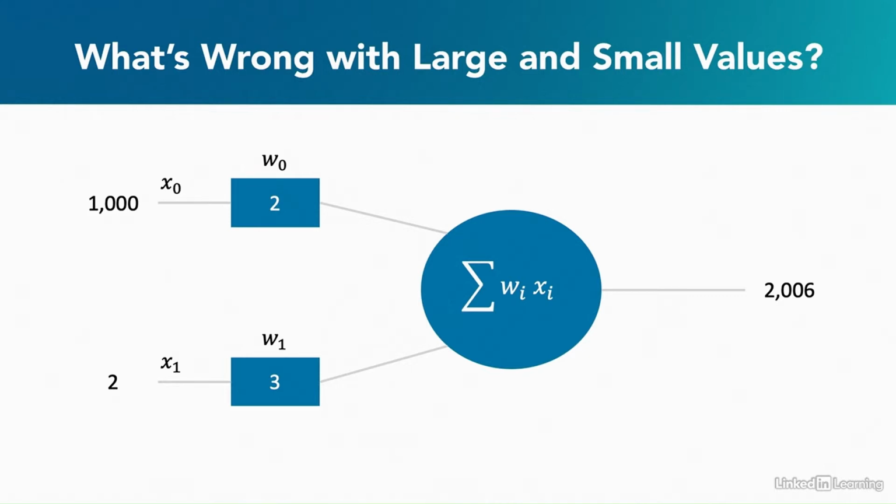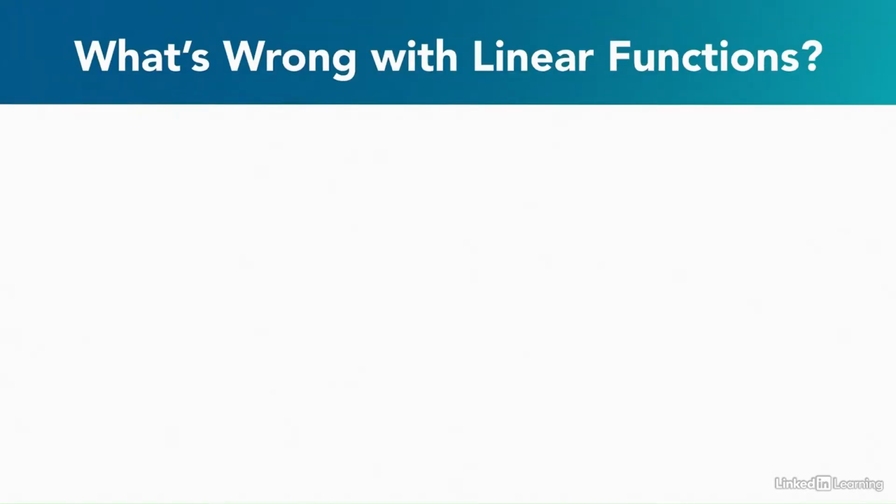So notice that although the weights are very similar, 2 and 3, the big difference in the input values has made the neuron very sensitive to x0 and insensitive to x1. That's the job of the weights, not of the inputs. And what's wrong with linear functions?